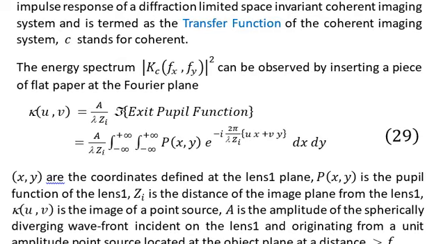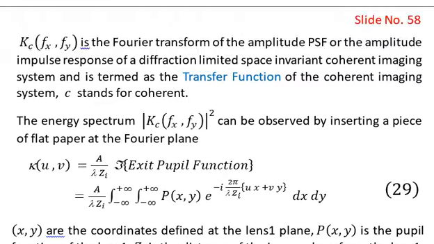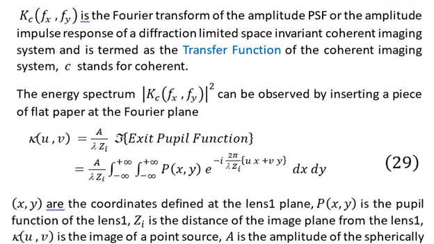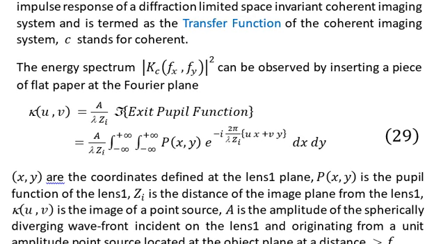And you know that this, actually sorry, this is not kappa, but this is the Fourier spectrum. This is termed as the transfer function. So kappa c is the transfer function. So this is the absolute square of the transfer function, which we call the energy spectrum. So put a piece of paper in the Fourier plane and you will observe the energy spectrum of the imaging system.